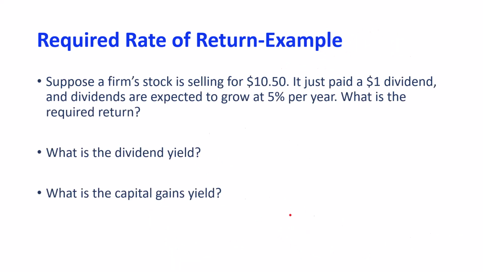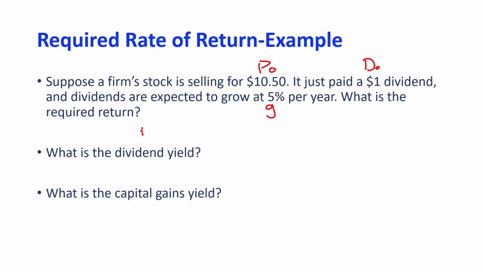Let's look at an example here. Suppose a firm's stock is selling for $10.50, that's your P0, and it just paid $1 in dividend, that's your D0, and dividends are expected to grow at a rate of 5%, so that's your growth rate. What is the required rate of return?